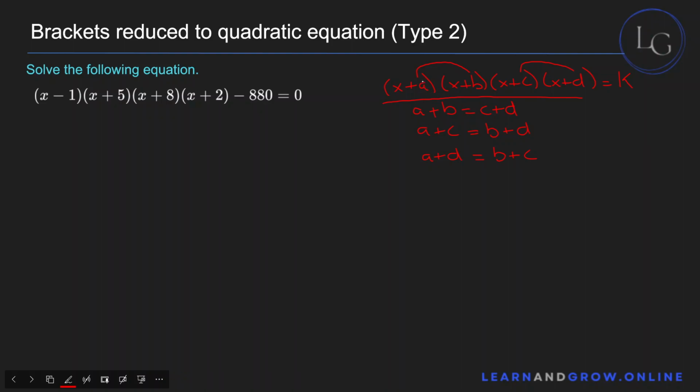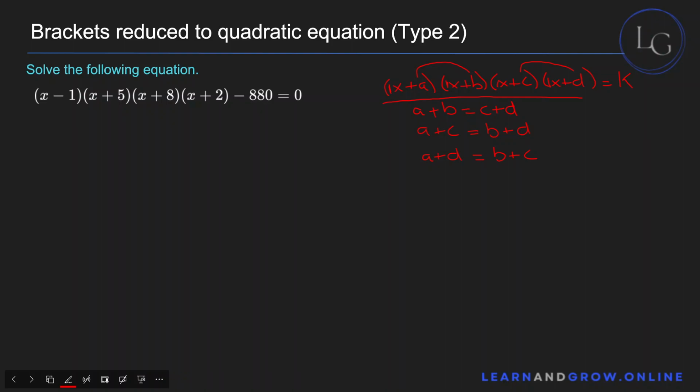But you must also remember that the x in each of these brackets must always have 1 as its coefficient. So 1 here, 1 here, 1 here, and 1 here. If they do not, you must divide the equation by that coefficient so that the coefficient of x is 1.